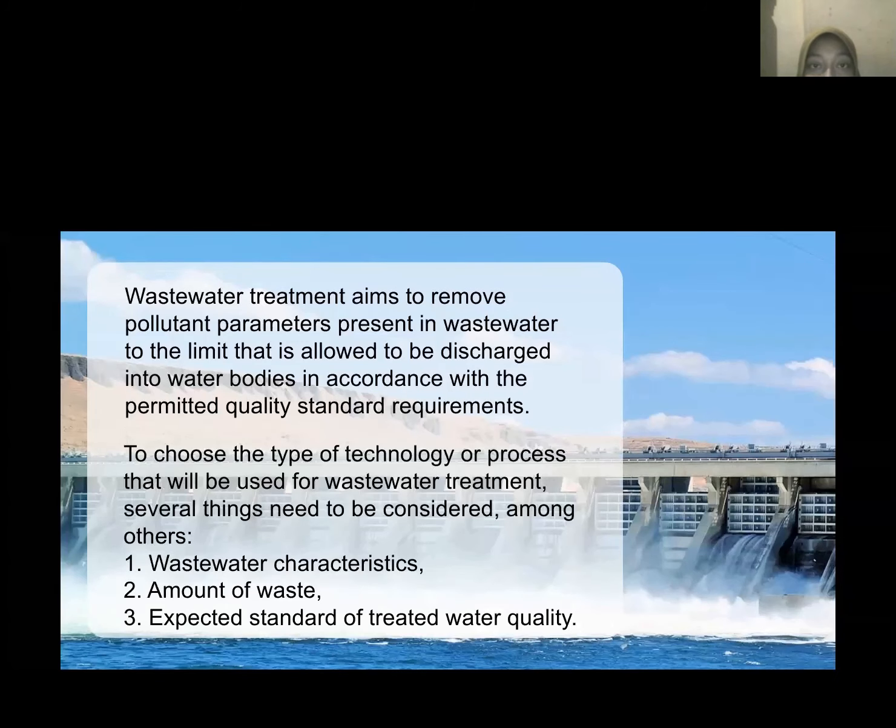Wastewater treatment aims to remove pollutant parameters present in wastewater to the limit that is allowed to be discharged into water bodies in accordance with the permit quality standard requirement. To choose the type of technology or process that will be used for wastewater treatment, several things need to be considered, among others: 1. Wastewater characteristic. 2. Amount of waste. 3. Expected standard of treated water quality.